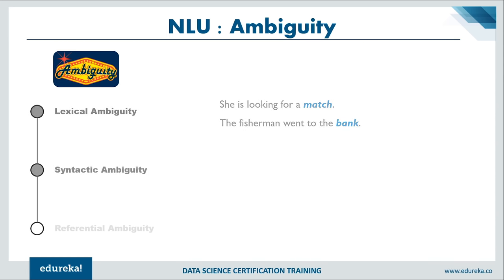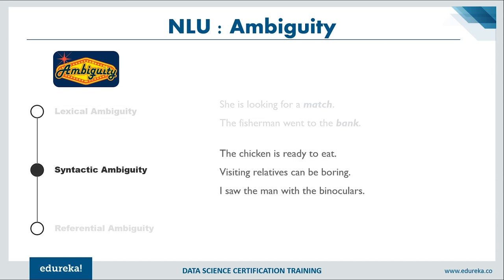Now, syntactical ambiguity. In English grammar, this ambiguity is the presence of two or more possible meanings within a single sentence or a sequence of words. It is also called structural ambiguity or grammatical ambiguity. Now, let's have a look at these sentences. The chicken is ready to eat. So, is the chicken ready to eat something, or is the chicken ready for us to eat?